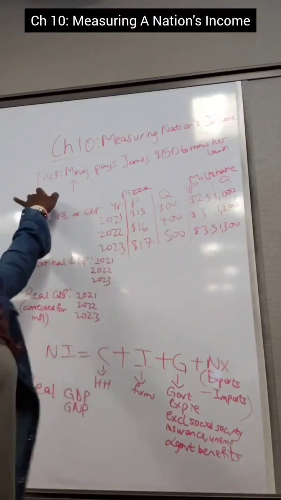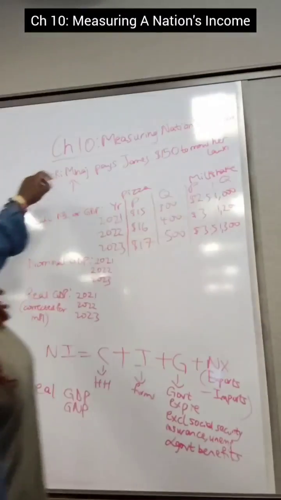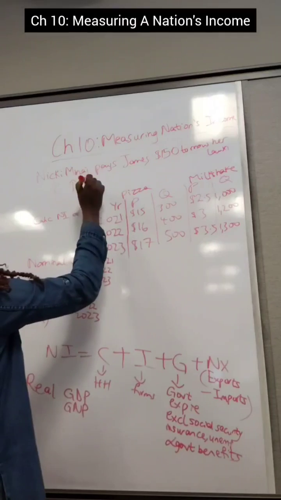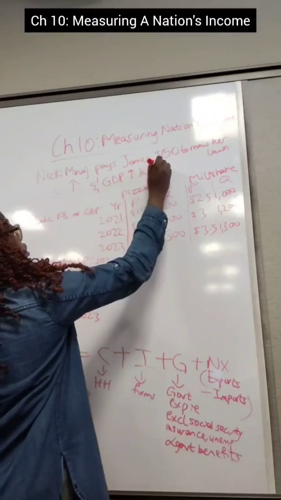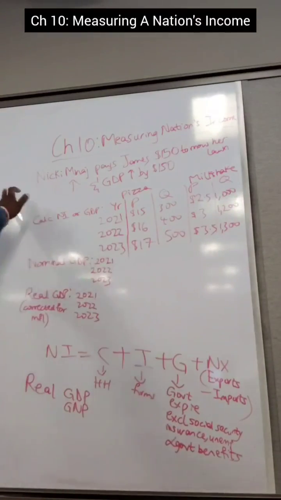So, remember, it's consumption of goods and services, right? So, this is a service, to mow her lawn. So, consumption is going to increase by $150. And also, the GDP is going to increase by $150. Okay, so this adds up to the GDP.